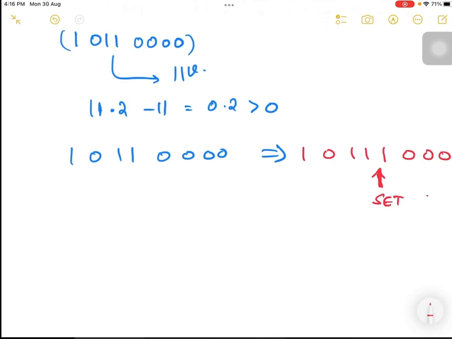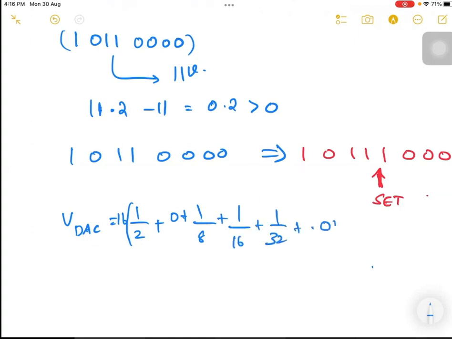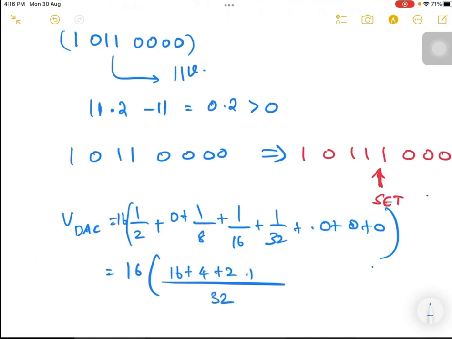So now we'll go again with VDAC. VDAC equals V reference 16 into 1/2 plus 0, we'll leave it, 0 plus 1/8 plus 1/16 plus 1/32, remaining all 0. Okay, now in that case, what happened? 16 into, we have 32 as the common value. So 2 times 16, 16 plus 4 plus 2 plus 1. Okay.